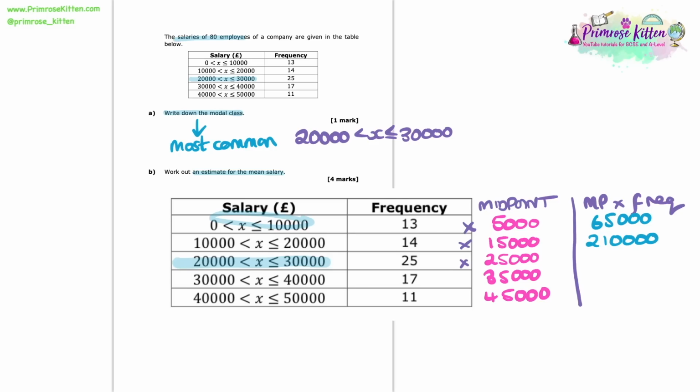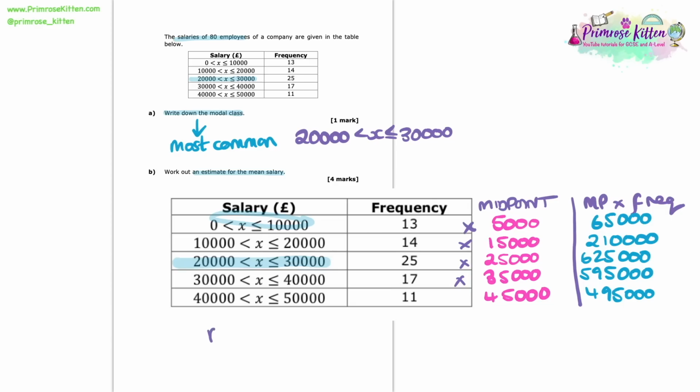Now 25 times 25,000 ends up giving me 625,000. 17 times 35,000 ends up giving me 595,000. And finally, we've got 11 times 45,000 gives us 495,000.